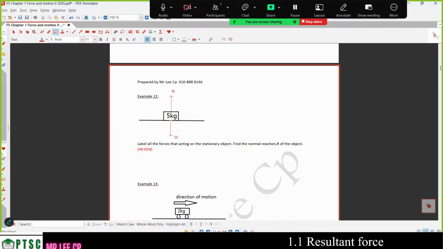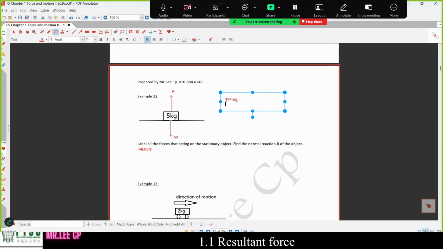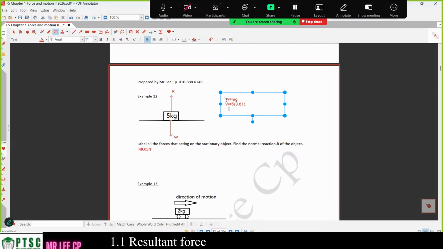Okay. Now, this one is not moving, right? Stationary object. You put it on the table. How can it move? You don't push it. So W is equal to mg. M is 5 kg. G is 9.81. I'm lazy to press the calculator. So 5 times 9.81 is 49.05.